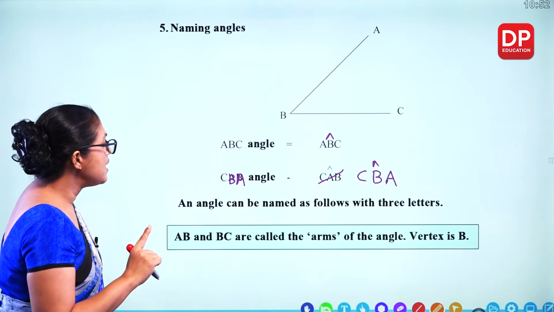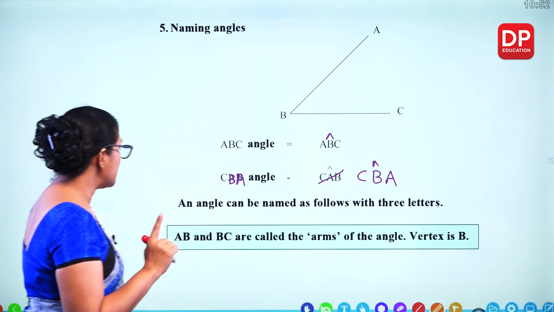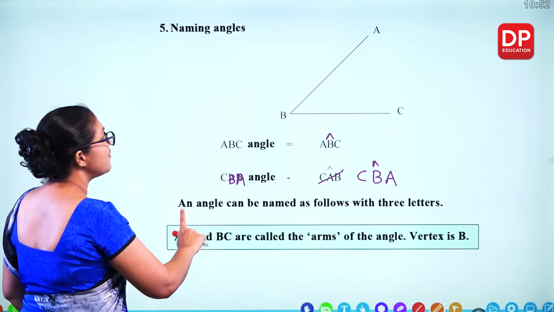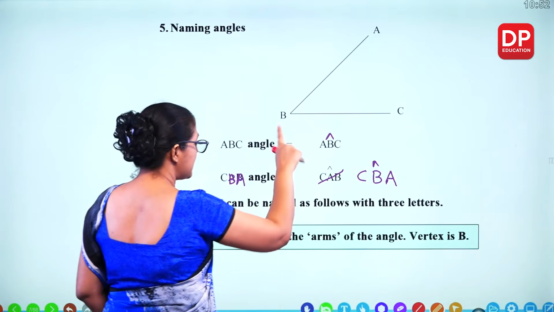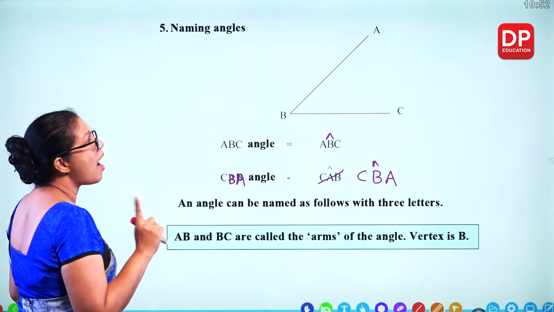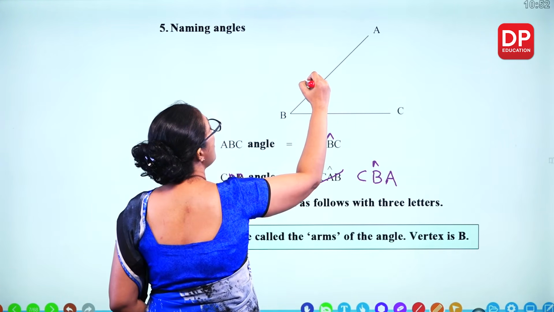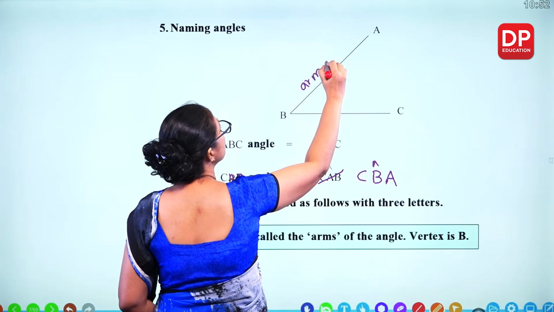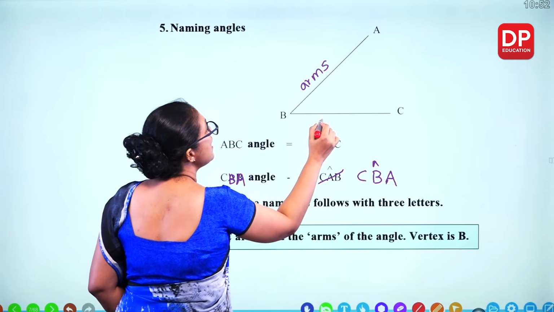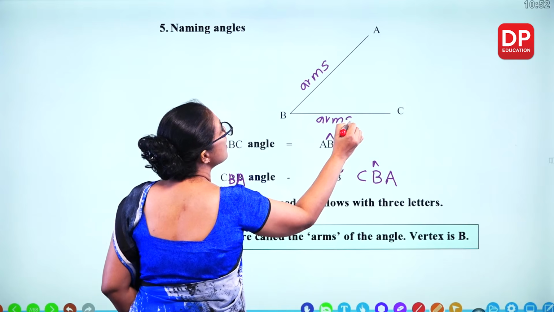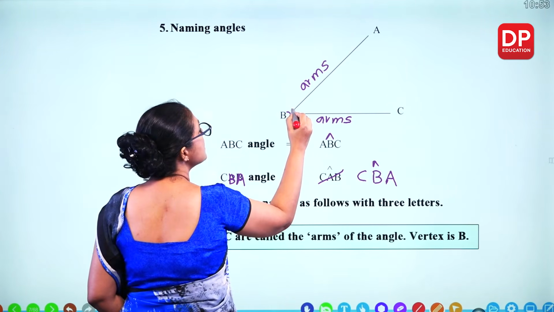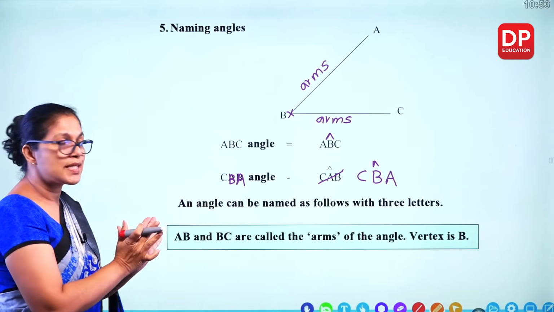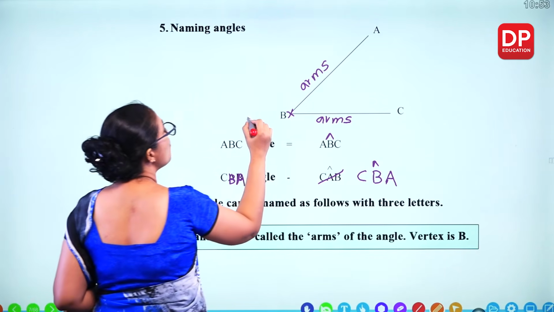An angle can be named as follows with 3 letters. And what are these lines? AB and BC are called arms. So these two are arms. AB and BC are arms. And what do you call the intersecting point of the two arms? We call that a vertex.